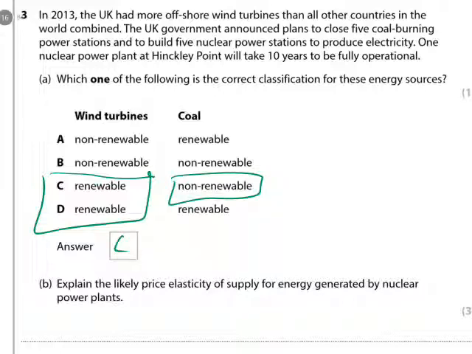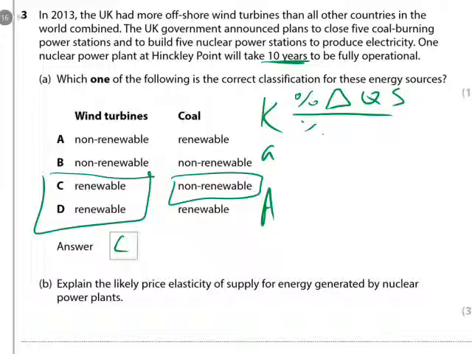Then we've got 3 marks for explaining the likely price elasticity of supply for energy generated by nuclear power plants. Well, the key information here is that 10 years there. Okay. So our KAA marks, we want a definition of price elasticity of supply. So either the percentage change in quantity supplied over the percentage change in price, or if you write it out, the responsiveness of supply to a change in price. The application is that part there, so 10 years.